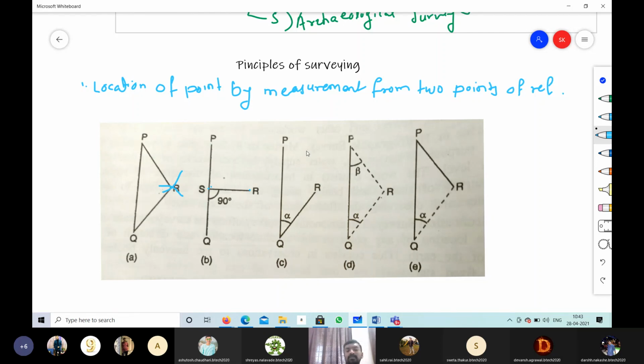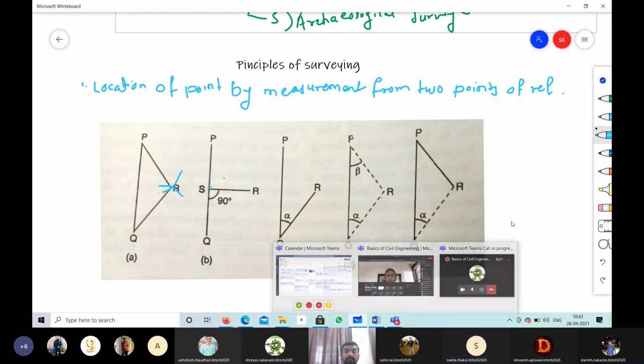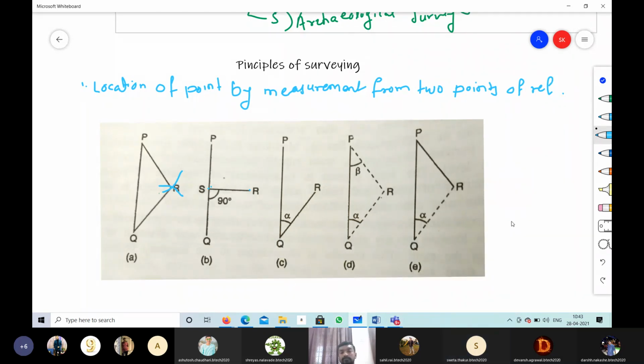Can anybody explain the third case by observing this figure? How can we locate the point R? By seeing the figure, you can understand what information you have. Can you tell me whether it is linear or angular measurement, or how we can locate the point R? Sir, by angular measurement. Okay, which angular measurement? Alpha. And beta as well. Sir, by knowing the angles alpha and beta.